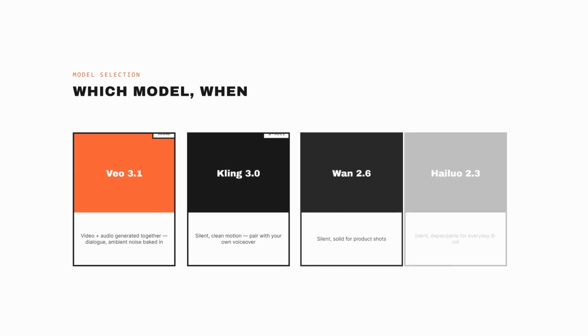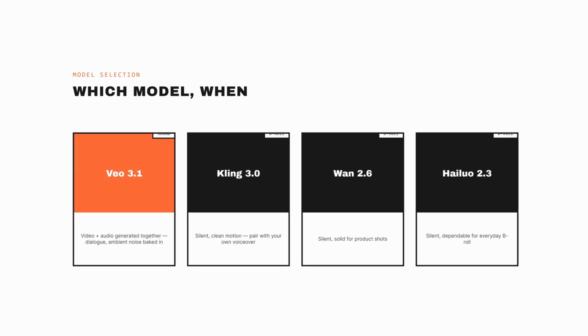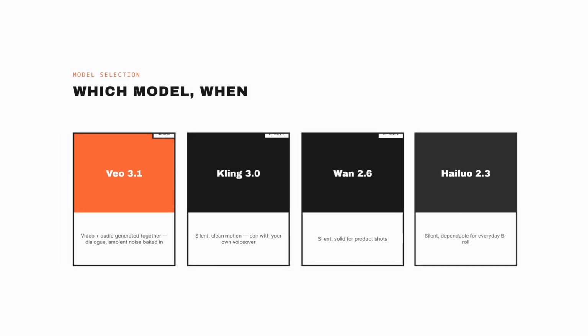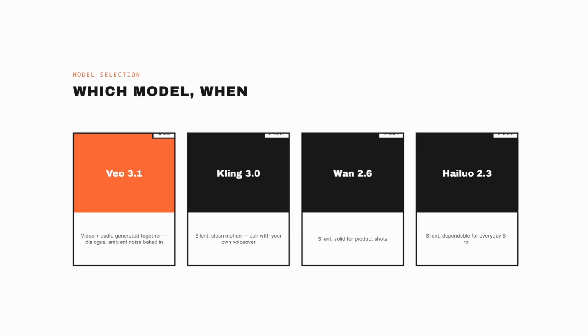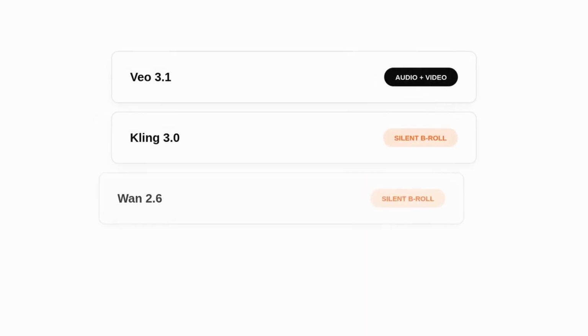Quick note on which model to pick inside Higgsfield, since it gives you access to several under one plan. Veo 3.1 generates video and audio together in the same pass, so dialogue, ambient sound, everything is baked in during generation instead of added after. If your clip needs someone speaking or natural ambient sound, that's your default. Kling and Hailuo are solid for silent B-roll and product shots where you're adding your own voiceover or music anyway, which, if you've been following my videos, is most of what we build here. Don't pick a model because it had the flashiest demo online. Pick it based on what the specific shot needs, dialogue or silence.